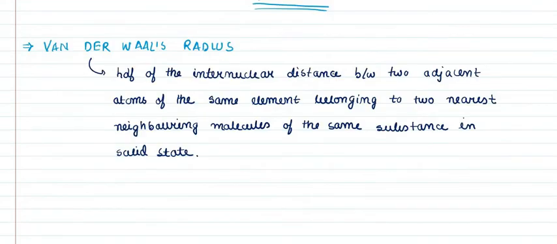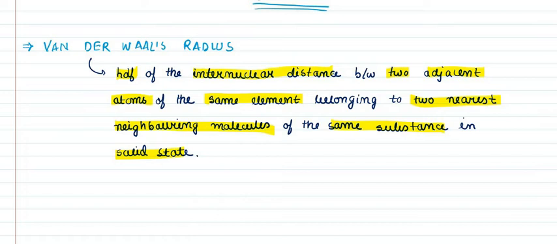Now let's look at the second method. This is the van der Waals radius of the atom. What is this van der Waals radius? Half of the internuclear distance between two adjacent atoms of the same element belonging to two nearest neighboring molecules of the same substance in solid state.